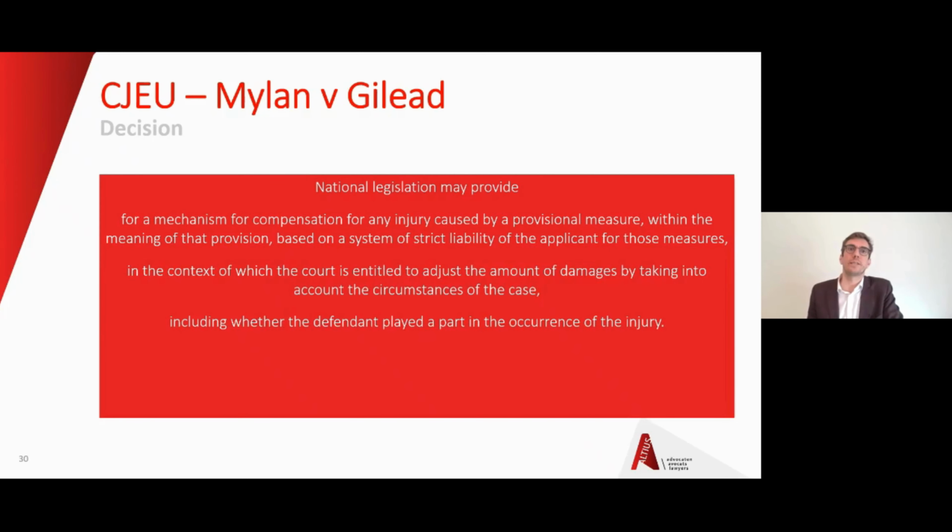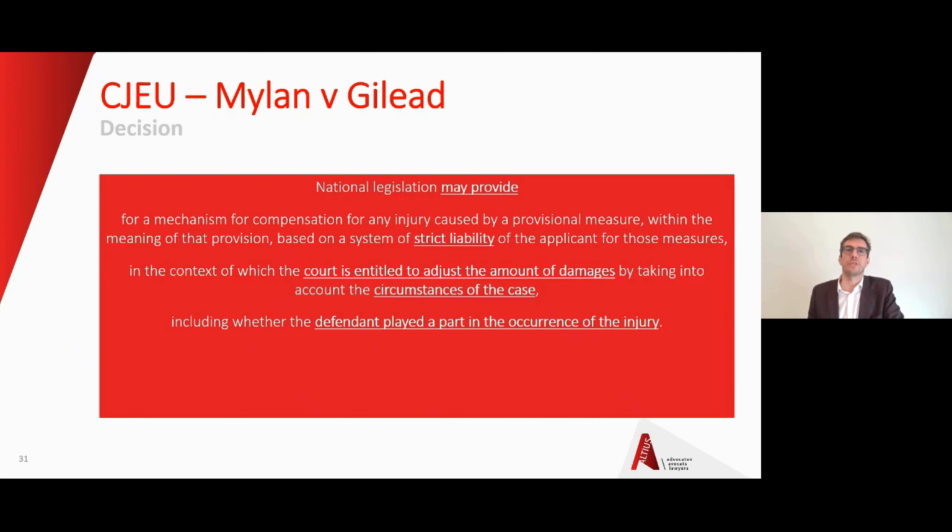And that is, I think, why the decision of the CJEU came quite as a surprise. Because the CJEU said national legislation, such as the Finnish law in this particular case, may provide and will be in compliance with Article 9.7 of the Enforcement Directive if it provides for a mechanism that is based on a system of strict liability, where the court is entitled to adjust the amount of damages according to the circumstances of the case, including whether the defendant has played a part in the occurrence of the injury.